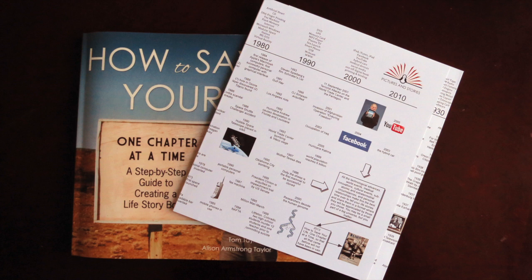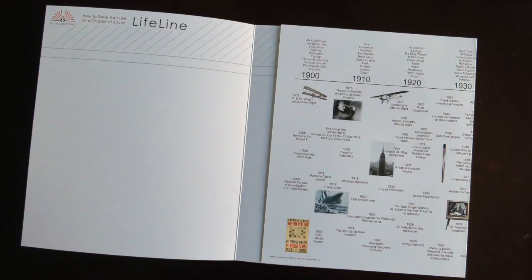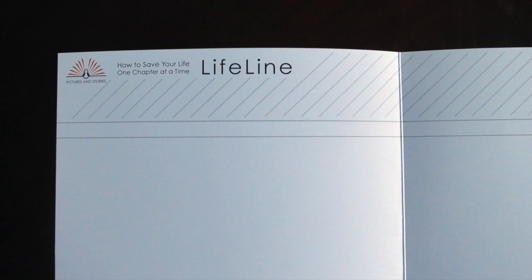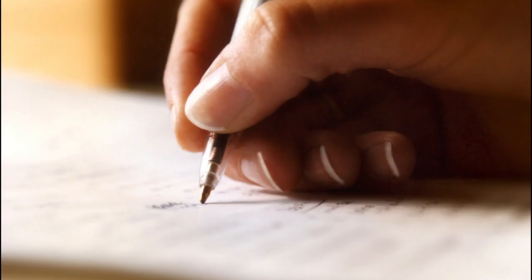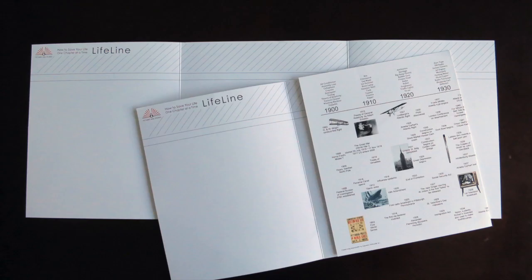Today I'm going to show you how to use the life timeline that came with your kit, which we call the Lifeline. The Lifeline provides a chronological framework for your life and also gives you a place to record memories randomly as they come to you, rather than trying to force them to come chronologically. You'll notice that we've provided you with 2 Lifeline sheets in your kit.